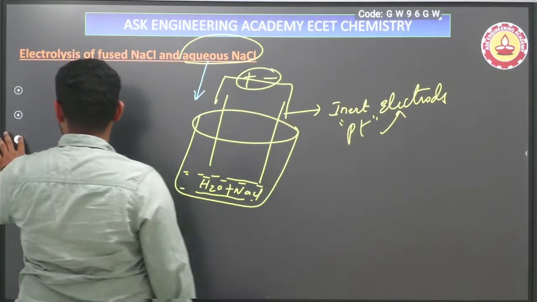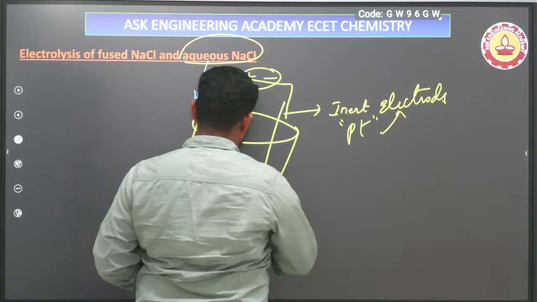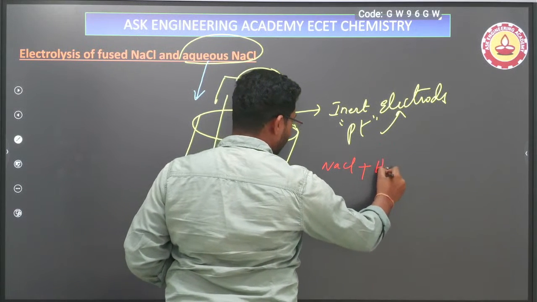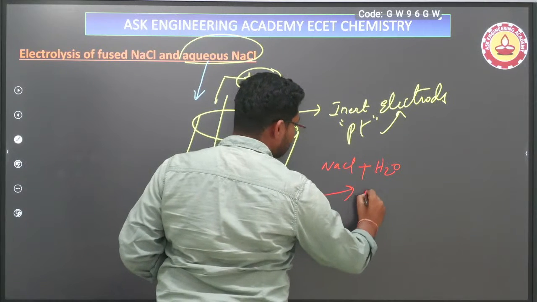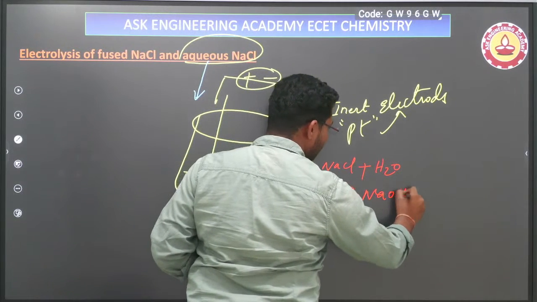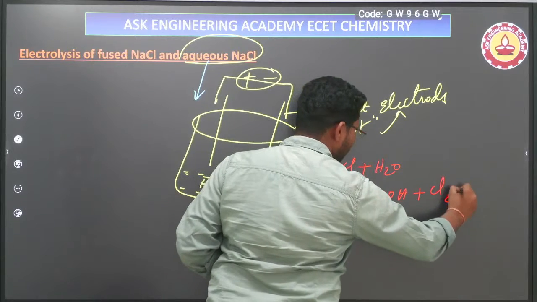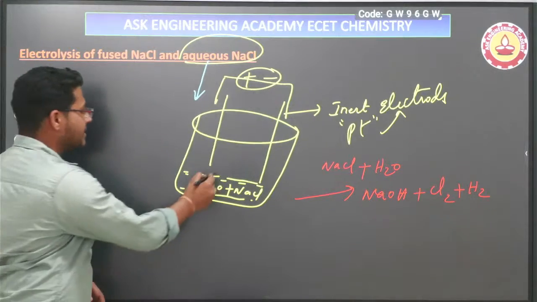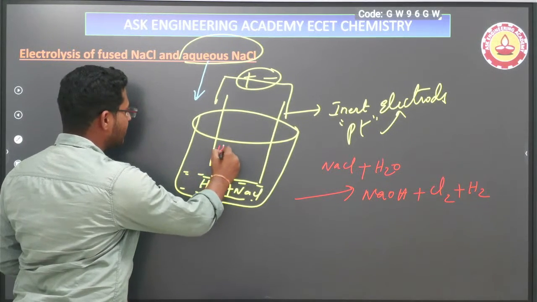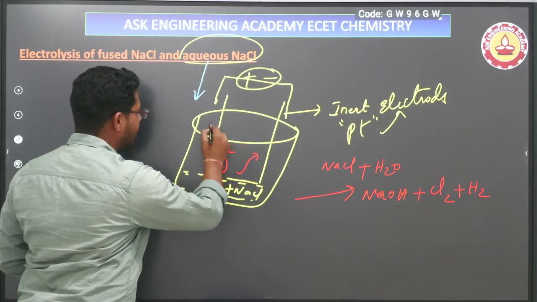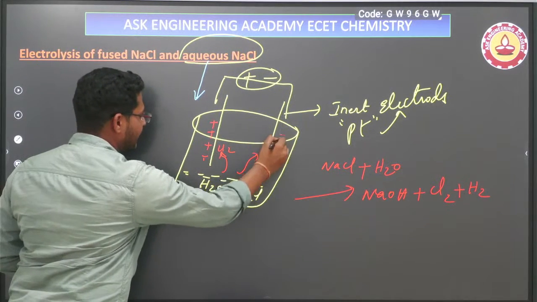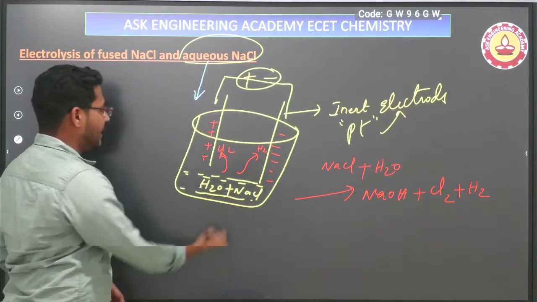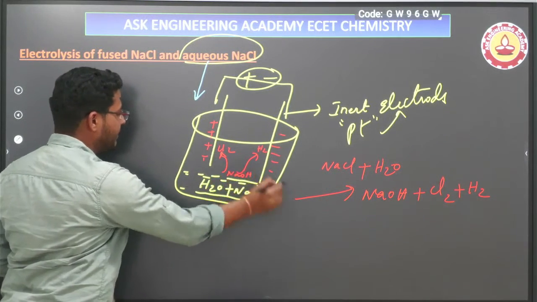Those are: NaCl plus H2O gives rise to 3 products, that is sodium hydroxide, Cl2 and H2. Cl2 will be formed in this direction, H2 will go in the other direction. These are positive charges, these are negative charges, same as before. H2 and NaOH will be formed here in between.